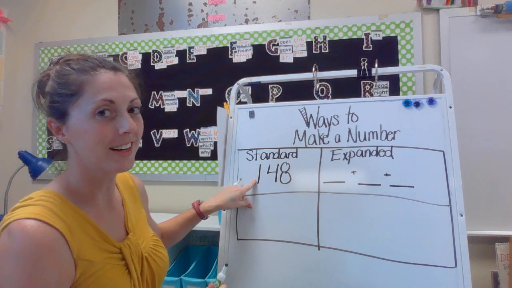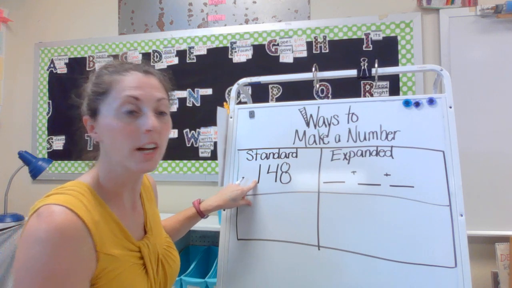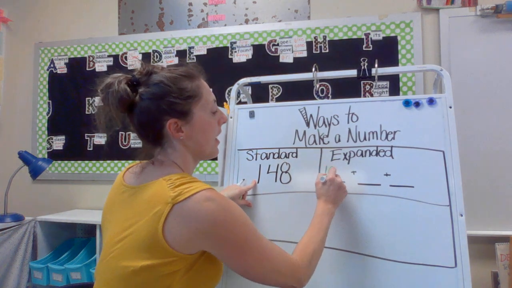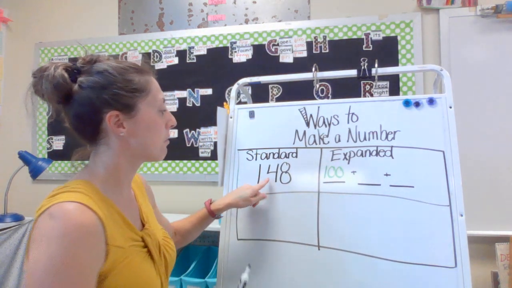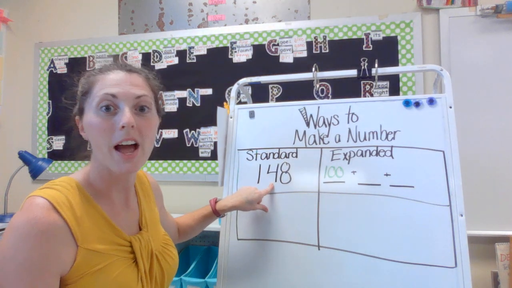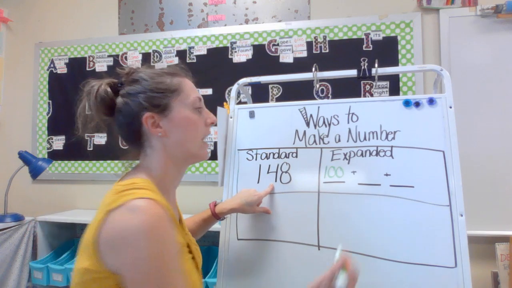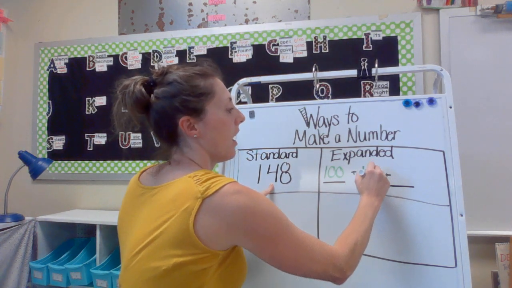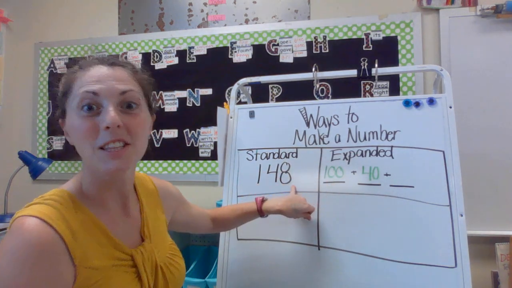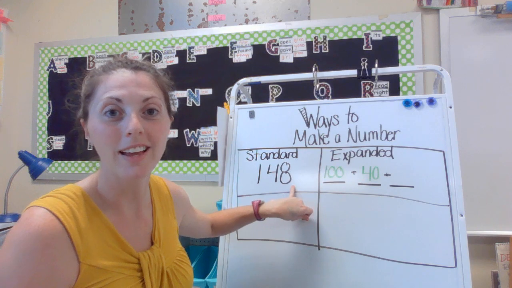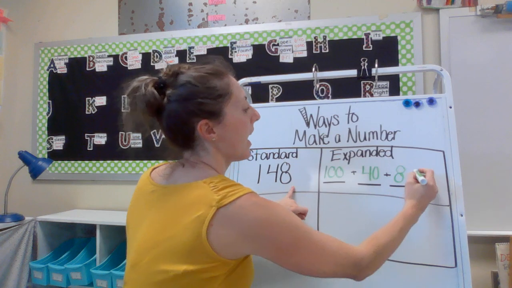When I look at the one, I know it's in the hundreds place, so the value is 100. I'm going to write the value right here on the first line. Now I'm going to look at the tens place. I have a 4. The value of that 4 is really 40. So I put 40 on this line. And last but not least, the ones place. The value of the 8 is just 8. So here I'm going to write 8.